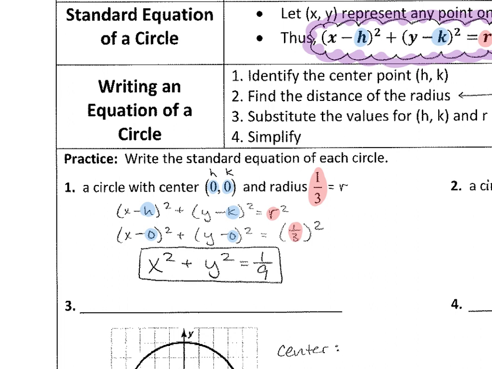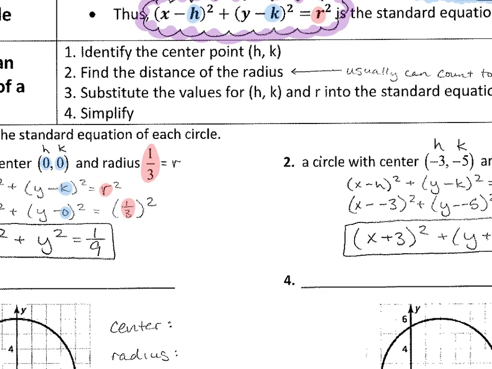After you fill it in, the last step is to simplify. Does it matter to subtract or add 0 from a number? So x minus 0, isn't that still just x? And then y minus 0, isn't that still just y? So we simplify this down. And then we do 1/3 squared. There's a squared button on your calculator if you need it, but you could square the top and square the bottom. 1 squared is 1, 3 squared is 9. That becomes 1/9. And that is the equation of the circle that would have a center at the origin (0, 0) and a radius of 1/3. It's a tiny, tiny little circle.